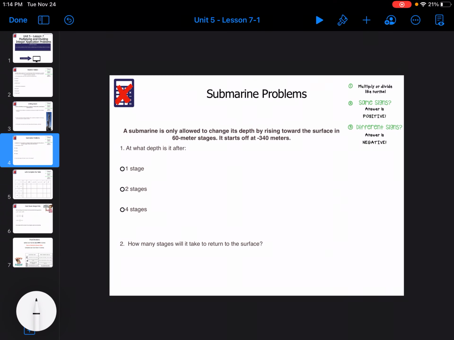All right, let's take a look at the next one. It says a submarine is only allowed to change its depth by rising towards the surface in 60-meter stages. So the reason they can't come up so quickly is because of the cabin pressure inside of the submarine. So when a submarine goes down, it has to lower at stages and then it rises at stages.